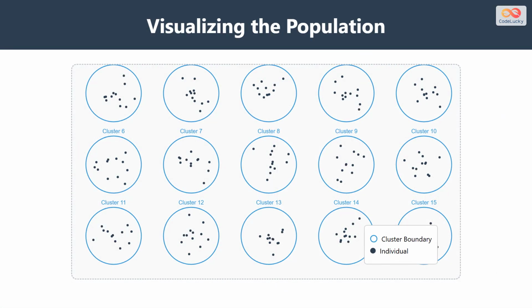Let's visualize this. Here is a large population. Notice how it is not just one big crowd, but rather it is broken up into distinct clusters. These could be neighborhoods, schools, or city blocks. At this stage, we are just looking at the structure. We have many clusters, each containing a number of individuals.